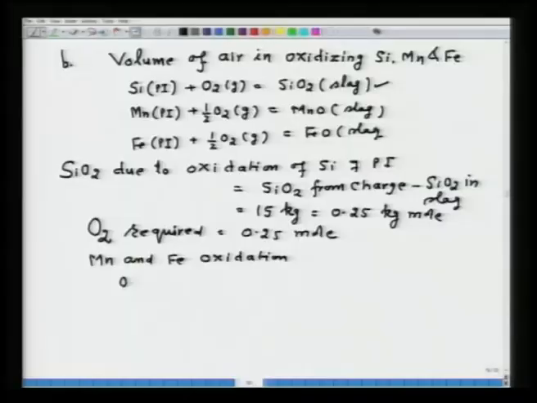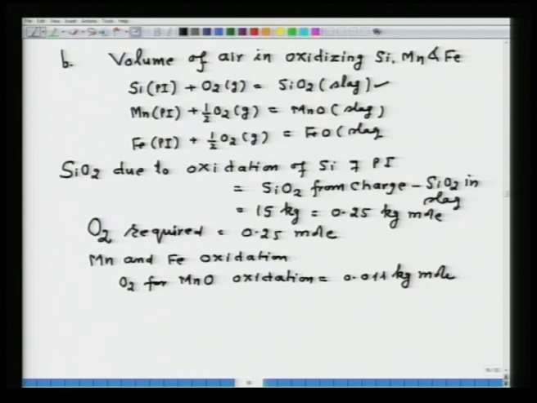So, oxygen for MnO oxidation you can calculate. I am giving you the values: that is equal to 0.011 kg moles, and O2 for iron oxidation comes out to be equal to 0.0156 kg moles. So, now there is no problem.